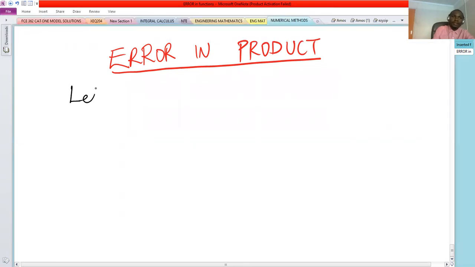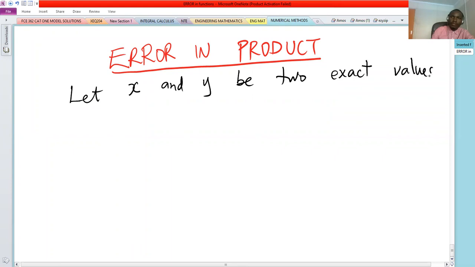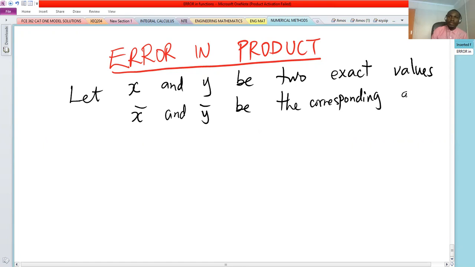So let x and y be two exact values or quantities, and then let x bar and y bar be the corresponding approximate values or quantities for x and y respectively.